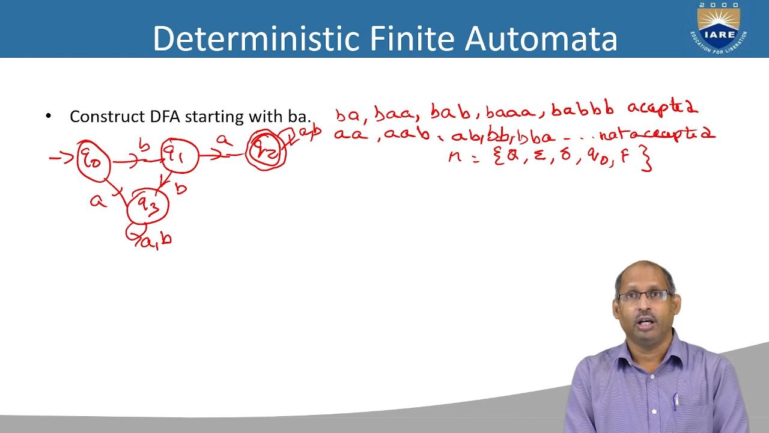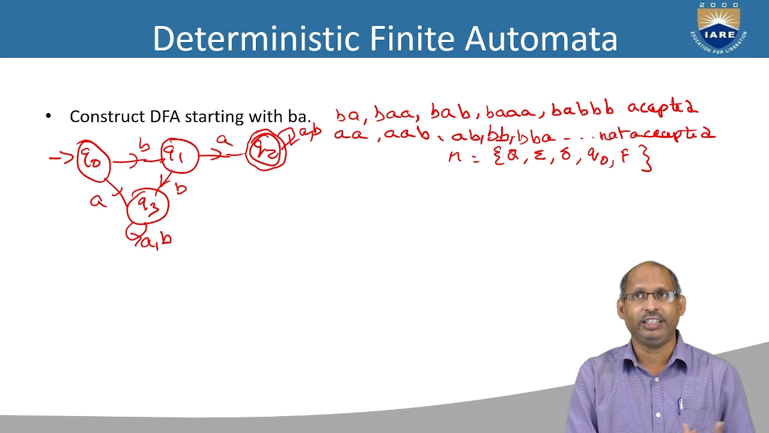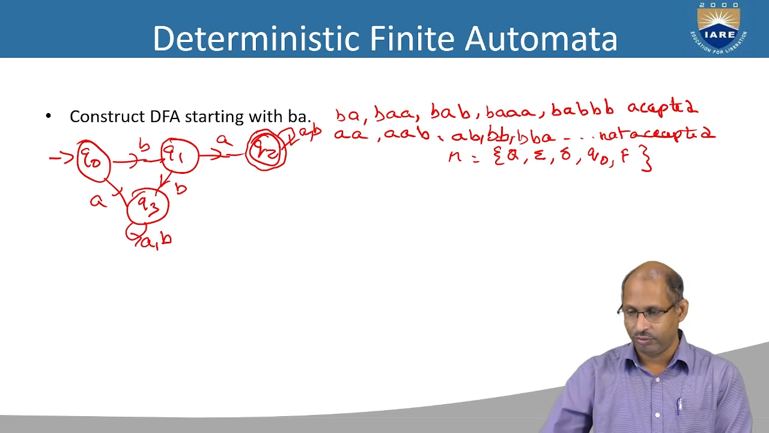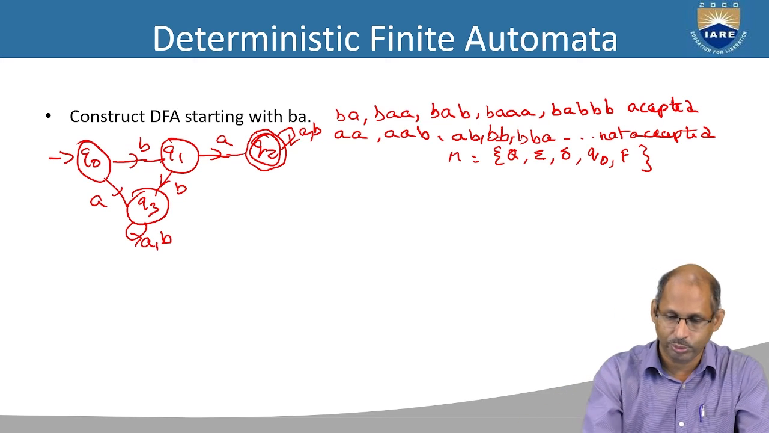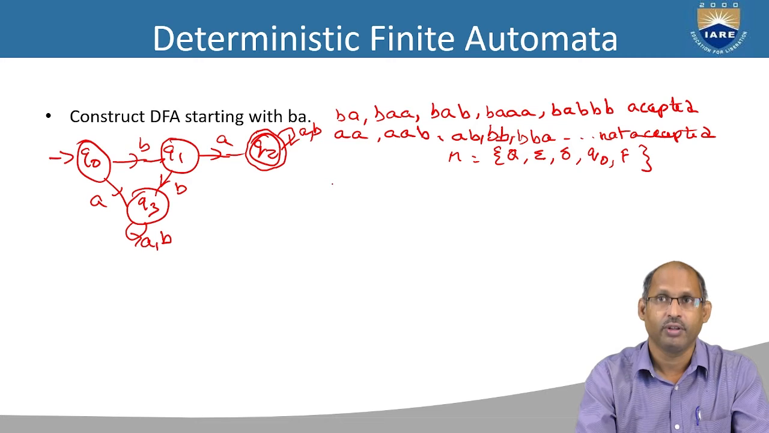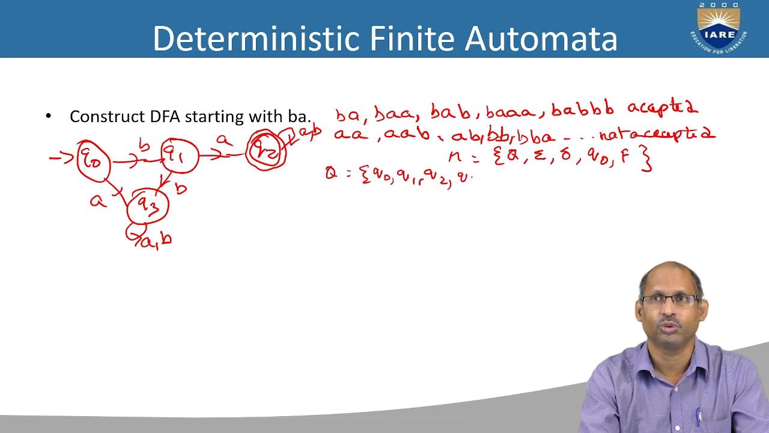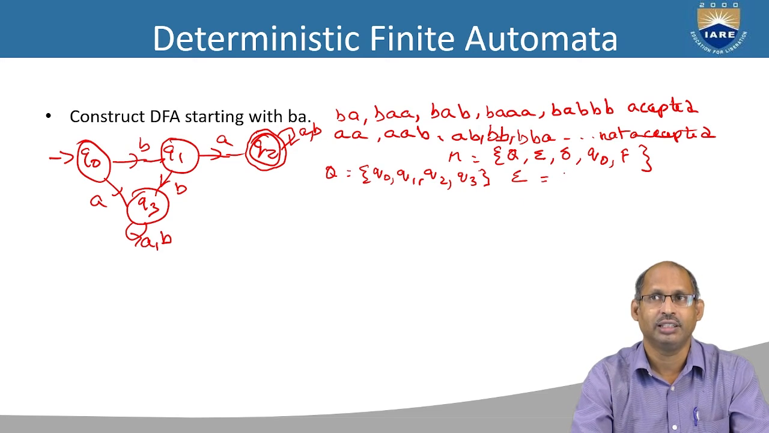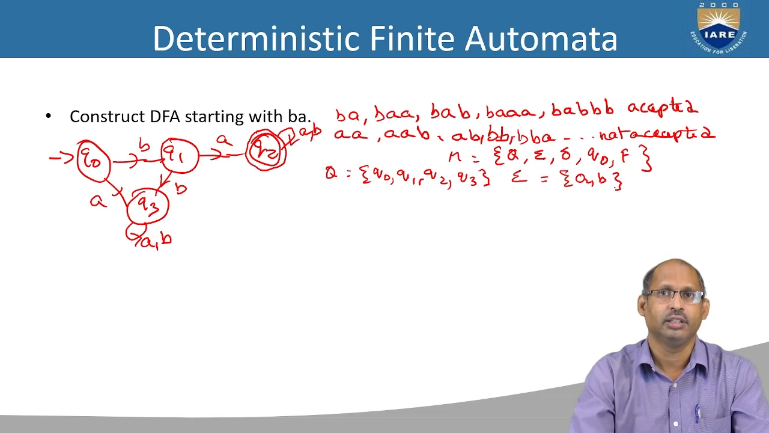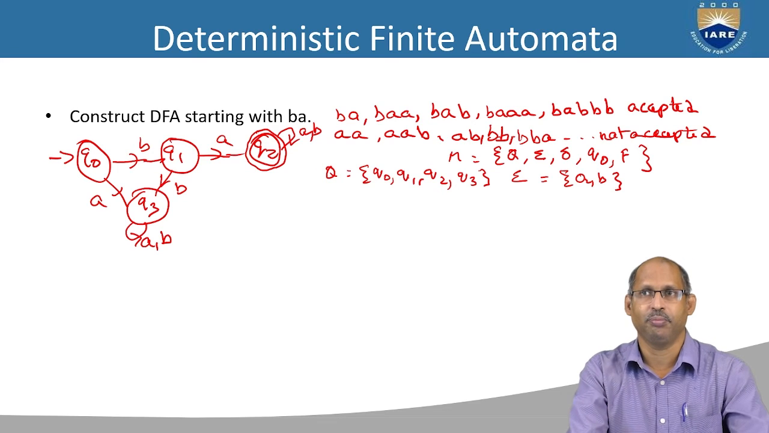Okay. Now, we have to represent the finite automaton with the 5-tuple notation. Set of states. What are the states we have? Q0, Q1, Q2, Q3. These are the states. What is the input alphabet? The input alphabet is A comma B.